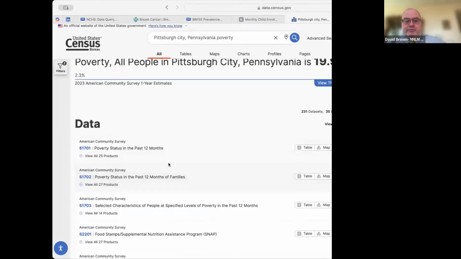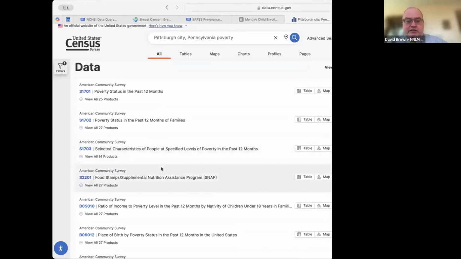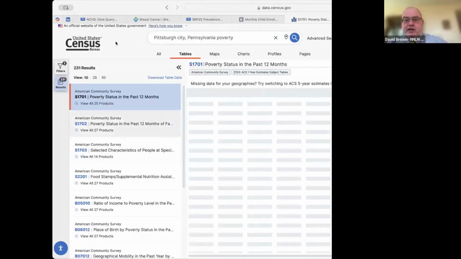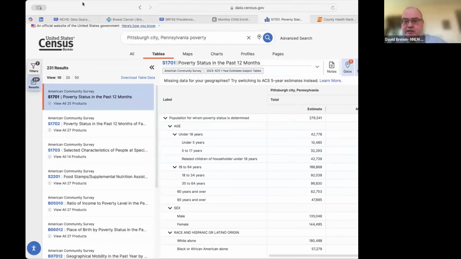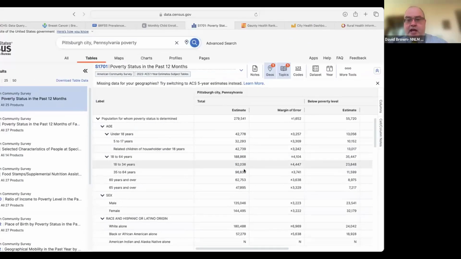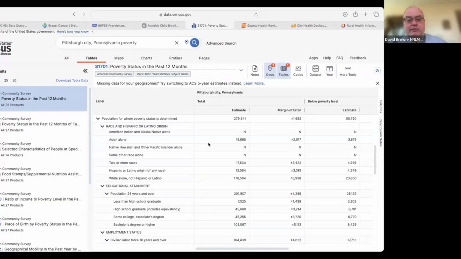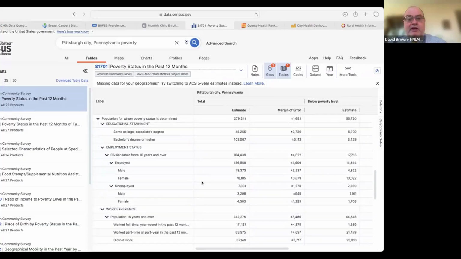There's a specific idea here, and this will come from our American Community Survey. So again, poverty status in the last 12 months, and this is specifically for the city of Pittsburgh. We can definitely look at it, and it's all estimated by age. It's a good way of looking at some of our health status, what's going on, where we are, understanding where it is.